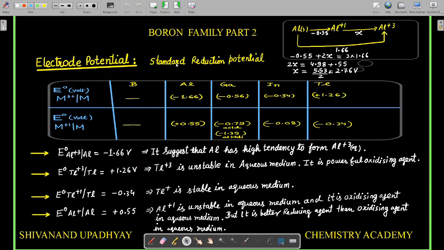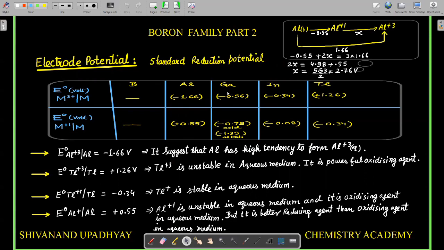Electrode potential. So here we are discussing the trivalent reduction potential and monovalent reduction potential of the elements of this group. Boron does not exist in ionic form because of very high ionization enthalpy. That's why boron +3 and boron +1 reduction values are not given, but aluminium, gallium, indium and thallium are metals, so their reduction potentials for trivalent and monovalent states are given.